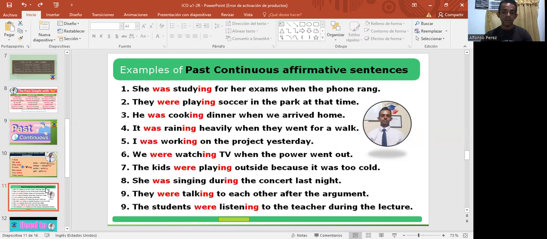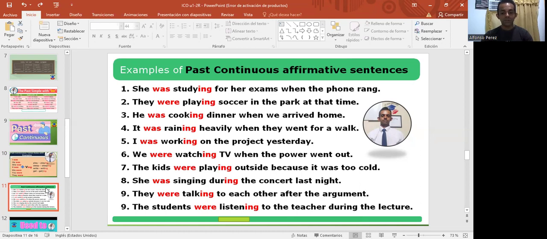He was cooking dinner when we arrived home. So it meant that we arrived, but the main action was cooking. It was raining heavily when they went for a walk. Okay, so that is the main action, raining. I was working on the project yesterday, so I emphasized that it was a continuous action in the past, the main action.